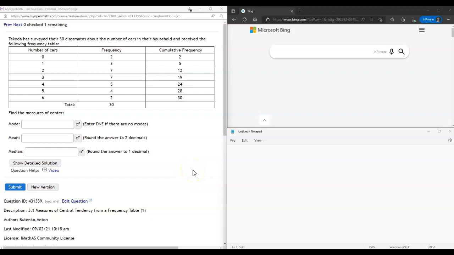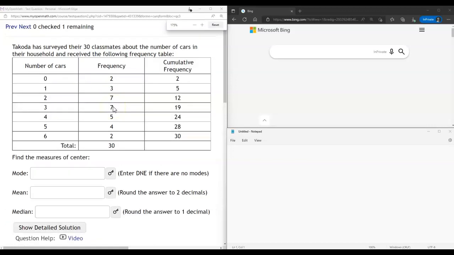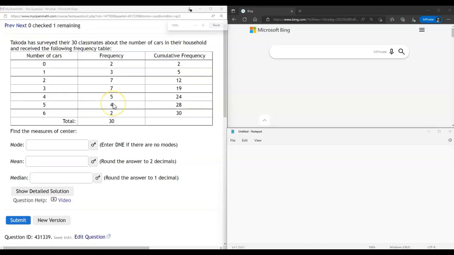In this tutorial, I'm going to show you how to compute the measures of central tendency from a frequency table. Let's take a look on the left side. Here we have a frequency table, and to compute all the measures of center, of which there are three, we're going to do the following.